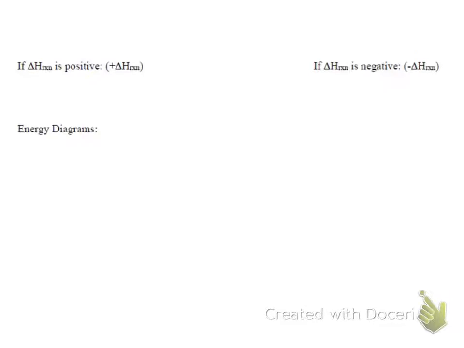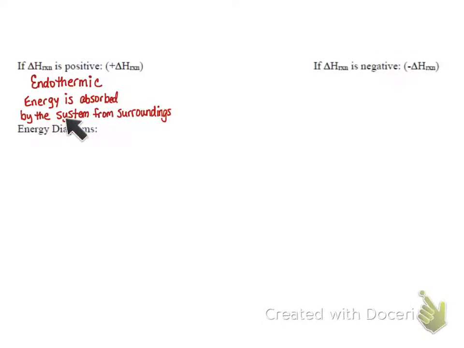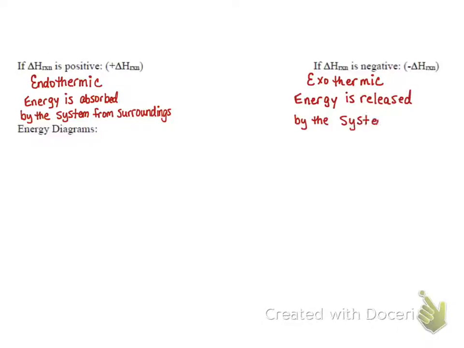So if the ΔH of reaction is positive, then the reaction is endothermic and energy is absorbed by the system from the surroundings, and the surroundings are usually the solution. If the ΔH is negative, this means that the reaction is exothermic and energy is released by the system to the surroundings, so the surroundings are usually going to increase in temperature.